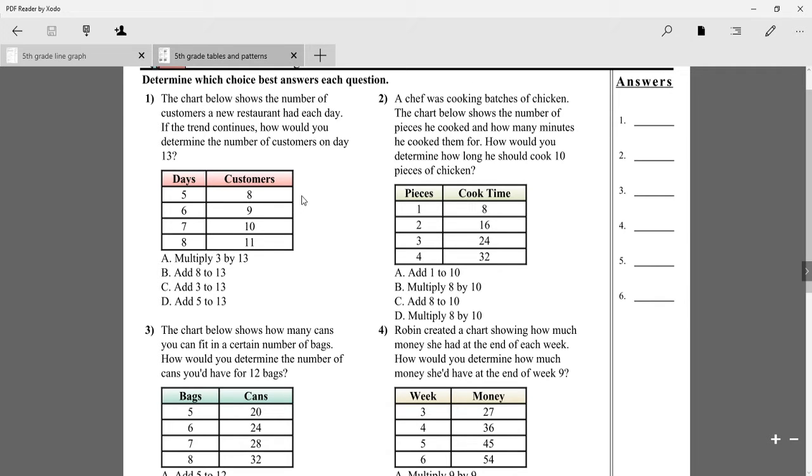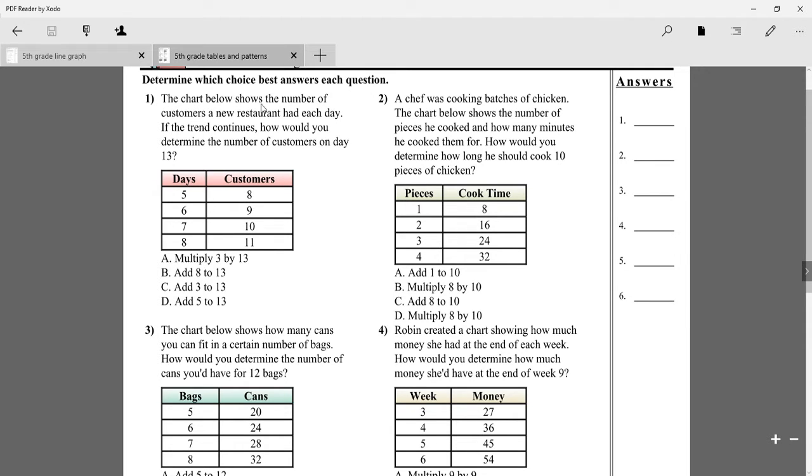Today we are going to go over charts and patterns. So this would be like a table right here, and typically there is some sort of pattern that they follow. It says determine which choice best answers each question. So let's just read the question, look at the table, and see what we got.